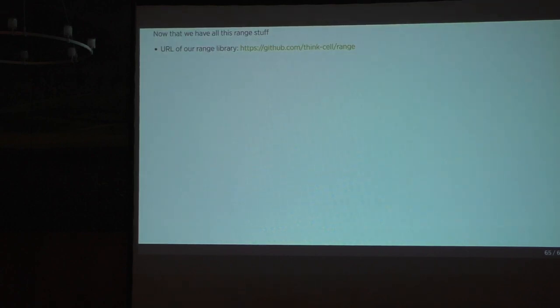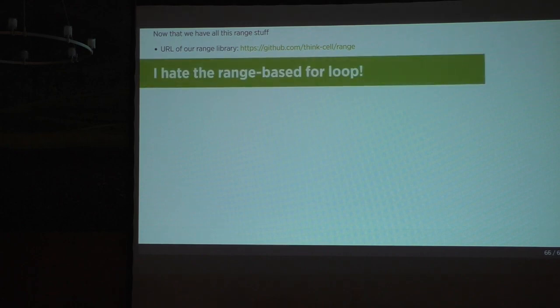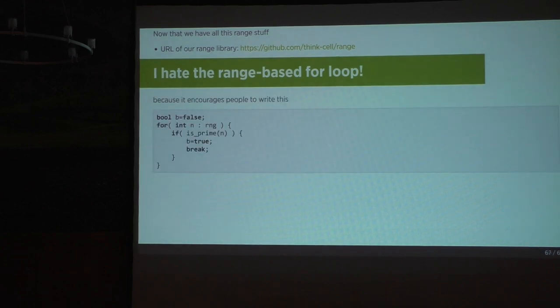All right, now I'm getting to the end. We have all this range stuff, and I really want to say I hate the range-based for loop. It should have never been added to the C++ standard, because everyone is writing this. They are writing plain old for loops. It's just a for loop by another name. They could have written this. Thank you very much.